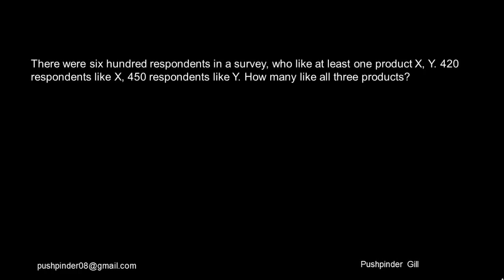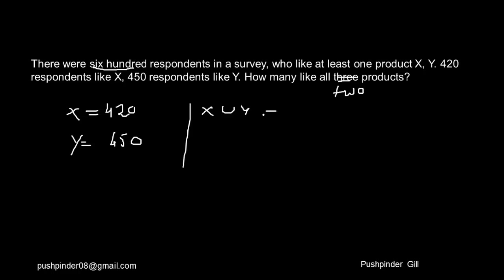There were 600 respondents in a survey who like at least one of the products, X or Y, right? And 420 like X. So what we need to do, the number of people who like X is equal to 420, right? The number of people who like Y is equal to 450. Fine. So we have to find, oh sorry, there are 2 products here. How many of them like all 2 products? So I know there are a total of 600 respondents. So I can say that the union of X and Y is equal to 600. Right? So I know X union Y, I know X and Y.